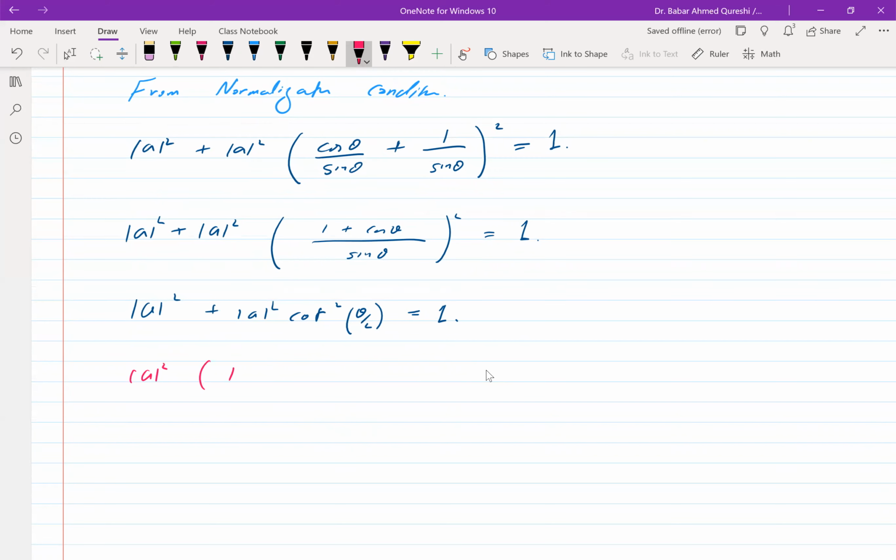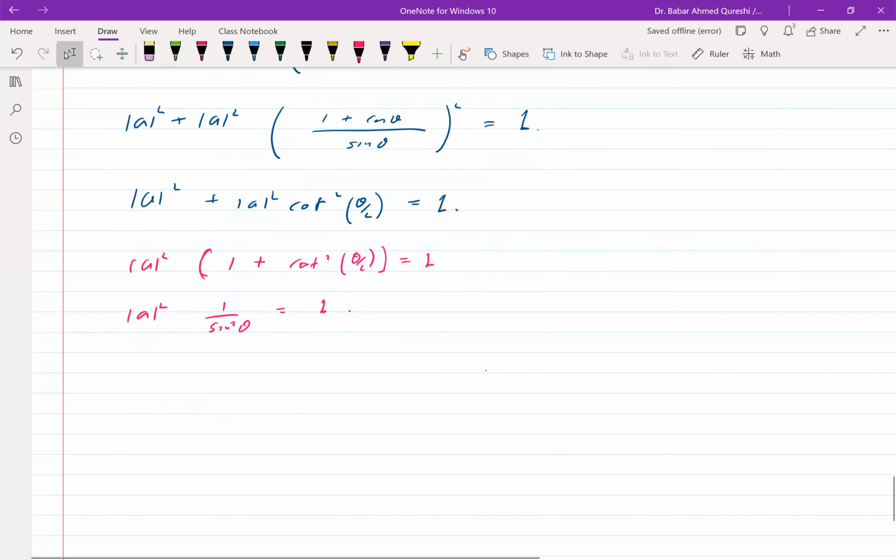And let's see, what does this become? 1 plus cot square, what is that? Anyone remembers that? It was cosec, I think. Wait. Cosecant is 1 over sine square theta. So |A|^2 is sine square theta.